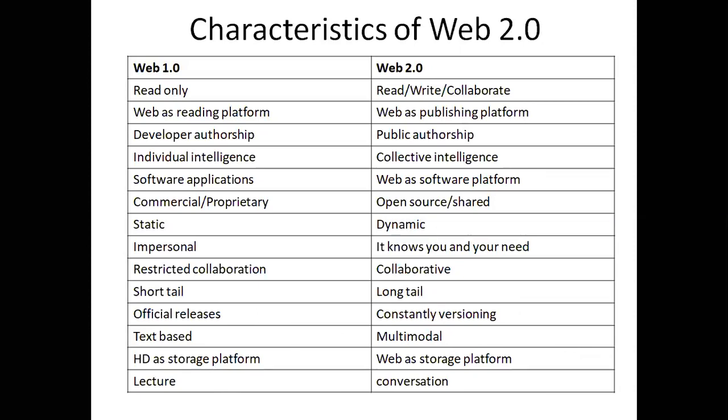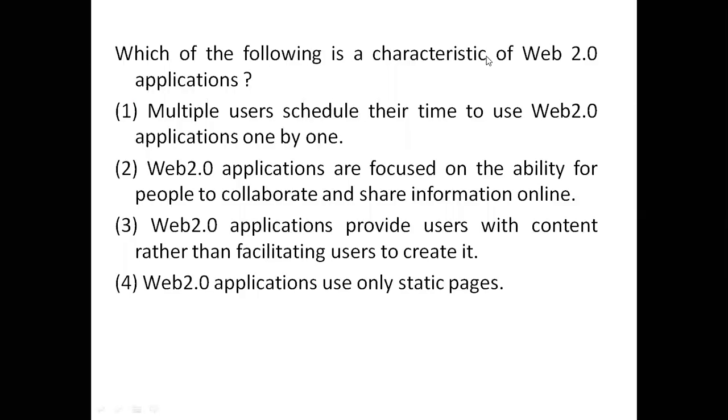An example I could give is Quora, one platform where you can generate your opinions, and it is more interactive oriented. So now you can understand what the characteristics are here. The old one was sophisticated and restrictive, but here it is very comprehensive and user friendly as well. Multiple users schedule their time to use Web 2.0 applications one by one? No, simultaneously a huge number of people can go for the conversation or write up publications.